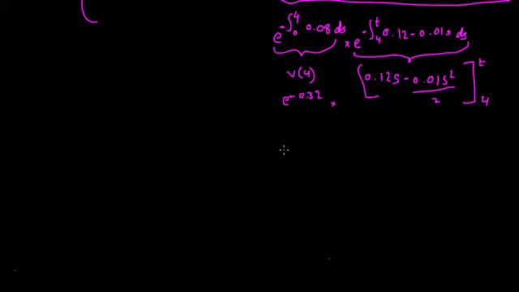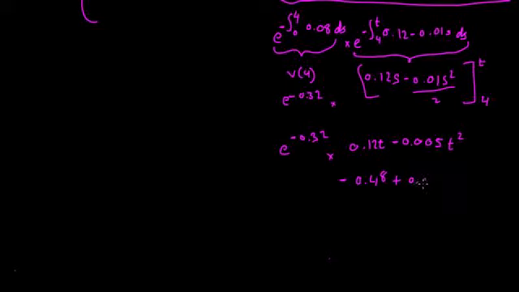So we've still got e to the negative 0.32 multiplied by 0.12 t minus 0.005 t squared, and that whole thing is minus 0.12 times 4, which is 0.48, and then minus this negative, which is then a plus, so that's 0.005 times 16, which happens to be 0.08 when you use a calculator.